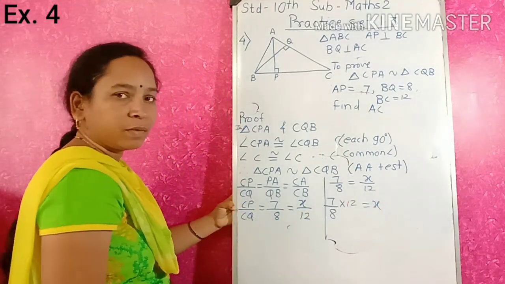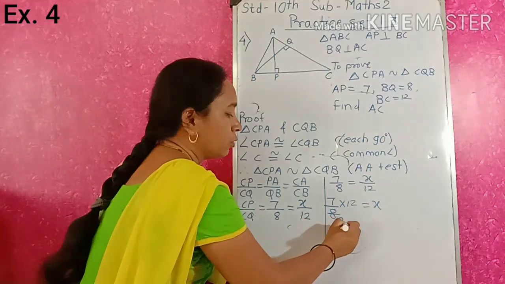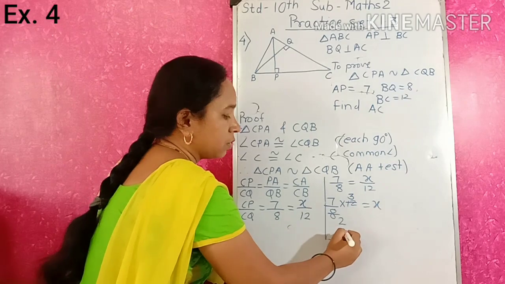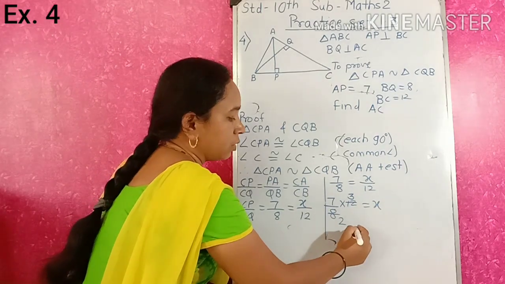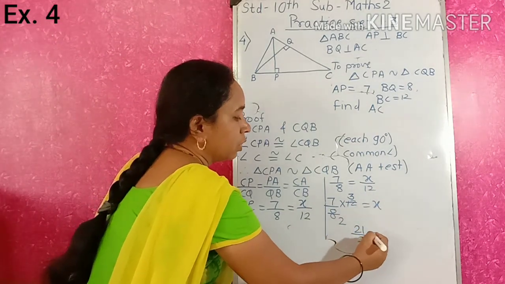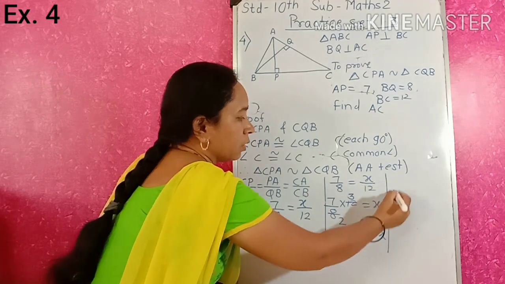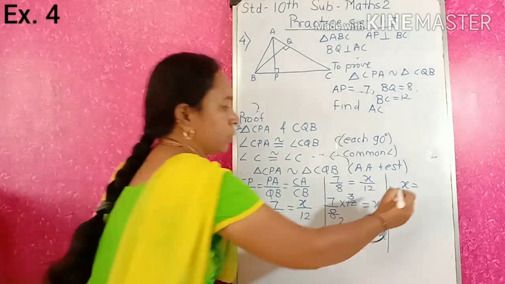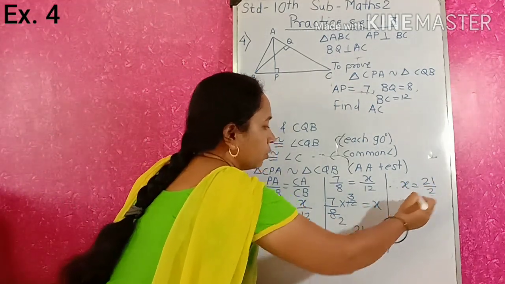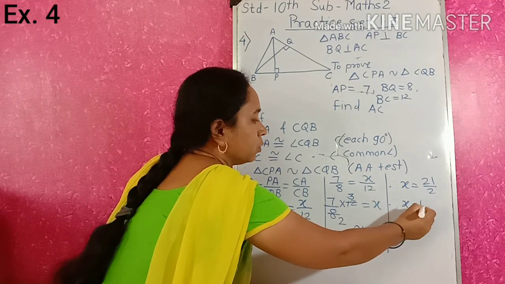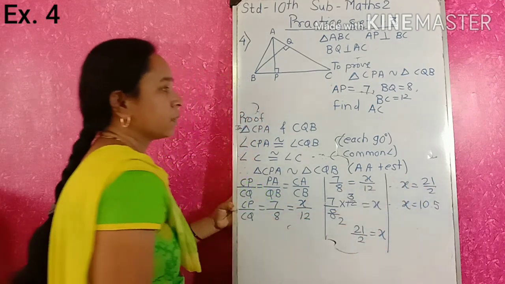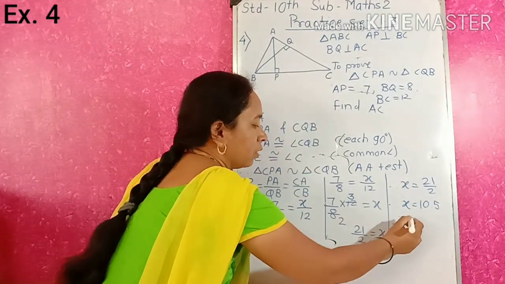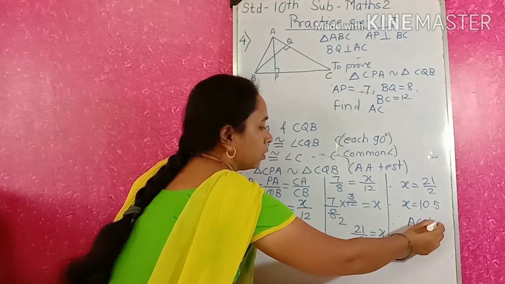8 and 12 are divisible by 4. 4 twos are 8 and 4 threes are 12. 7 threes are 21 upon 2 is equal to X. Therefore, X value would be 21 upon 2. Therefore, X is equal to 10.5. What is X? X means AC. Therefore, AC is equal to 10.5.